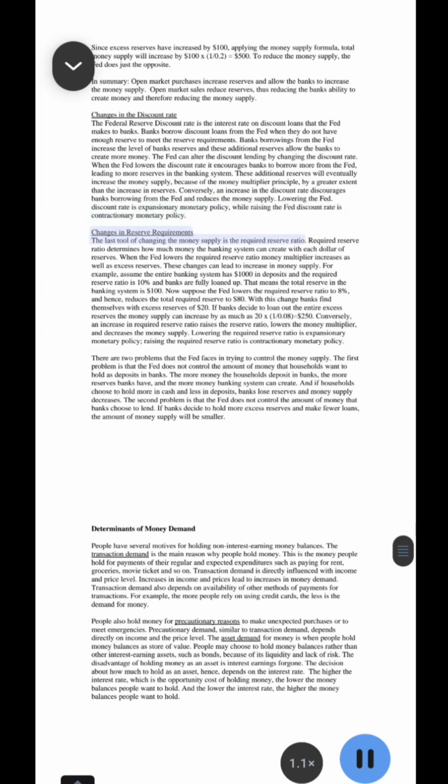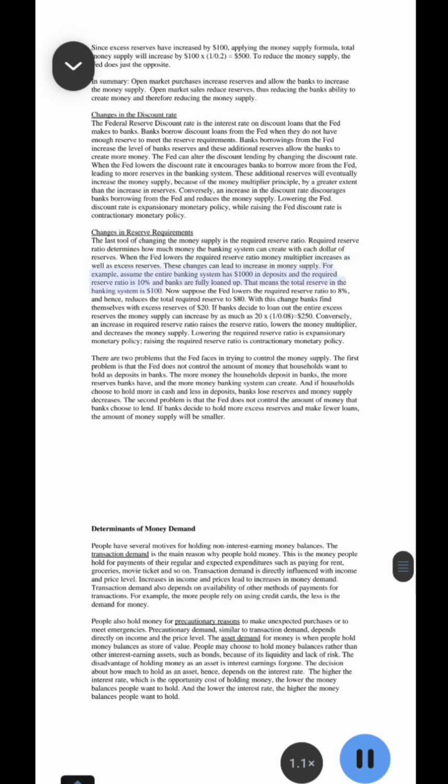Changes in reserve requirements. The last tool of changing the money supply is the required reserve ratio. The required reserve ratio determines how much money the banking system can create with each dollar of reserves. When the Fed lowers the required reserve ratio, the money multiplier increases, as do excess reserves. These changes can lead to an increase in the money supply.